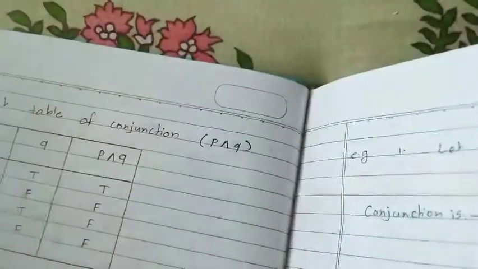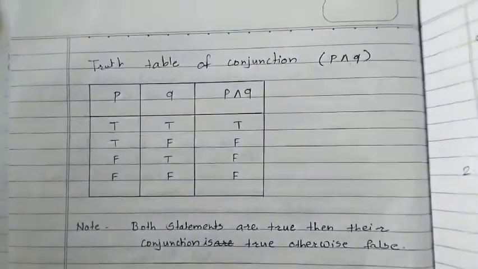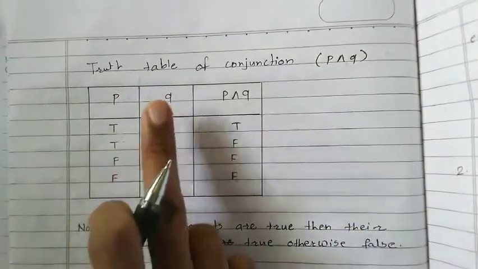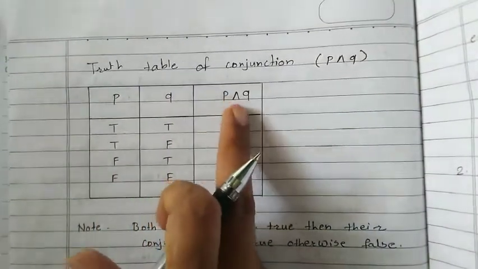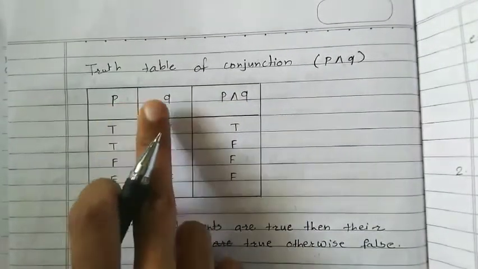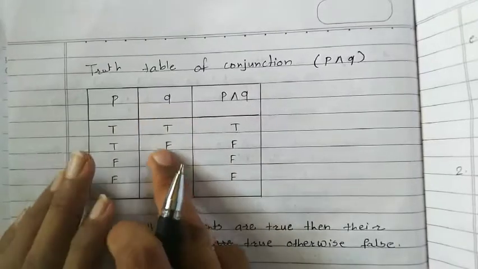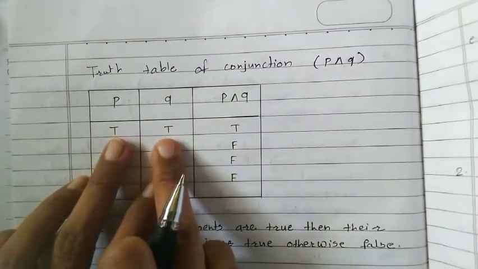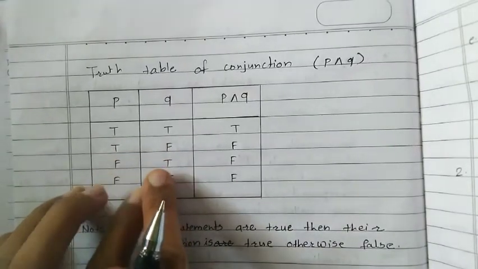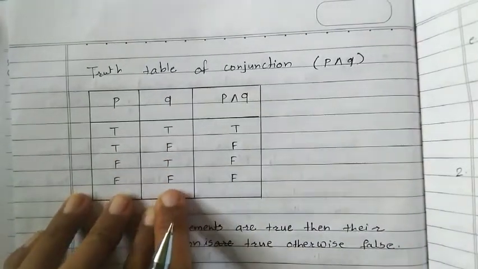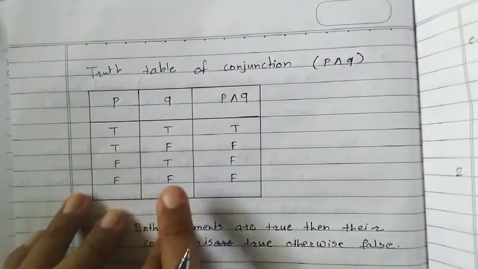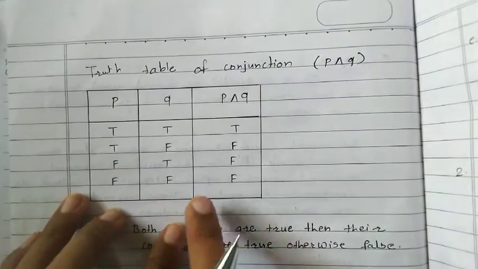Now look at the table of conjunction. Truth table of conjunction. Here you are given three columns, P, Q and P and Q. This is the symbolic form of conjunction. If you are given two statements, statement P and Q, now check the possibilities. Either both statements are true, or first true, second false, first false, second true, or both are false. Here you have four possibilities. We don't have any other possibilities than this.